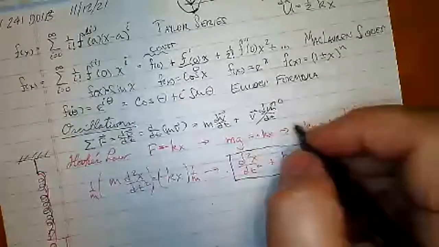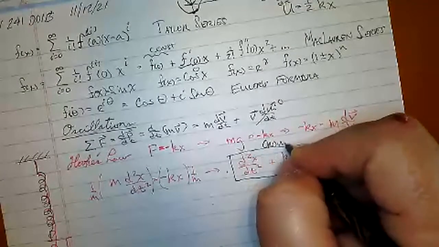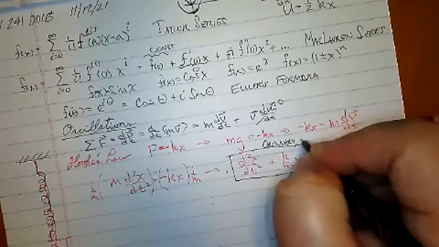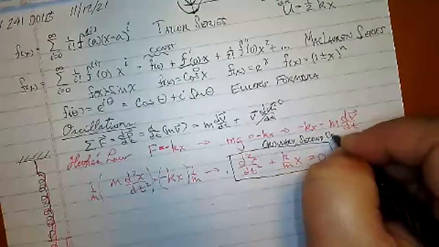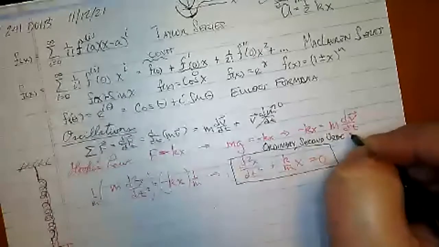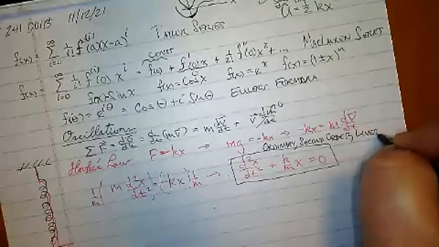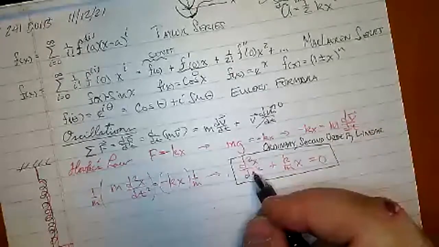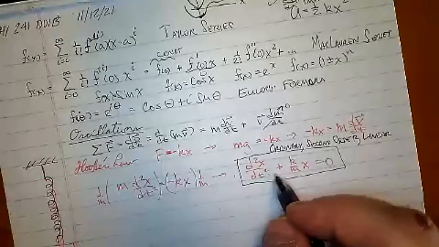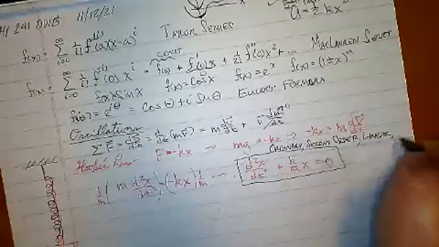Okay, it's called an ordinary, second order because it's the second derivative, linear, and that means it doesn't have any x times dx dt or dx dt times dx dt or x squared and that kind of stuff in it. So it's linear and it's homogeneous.